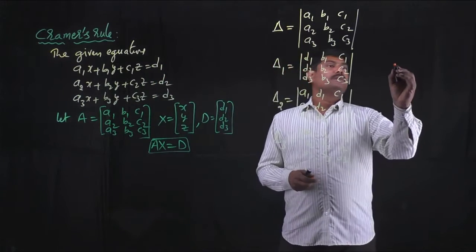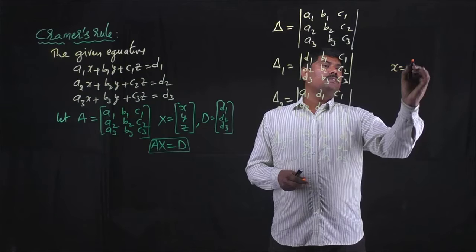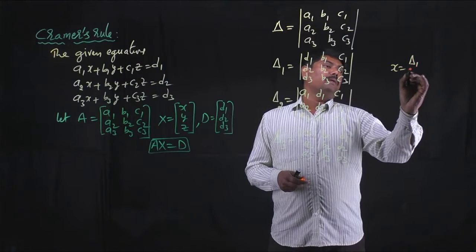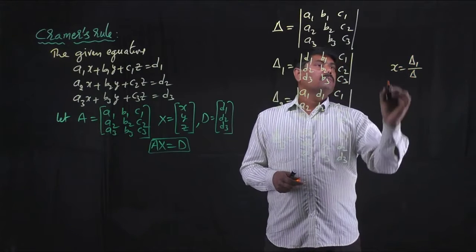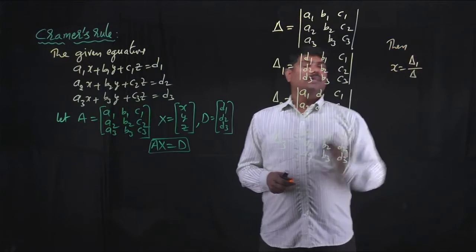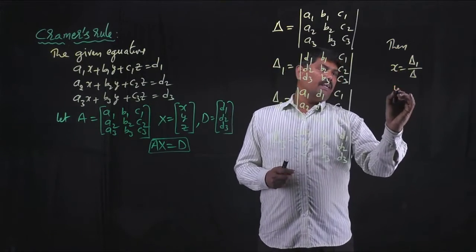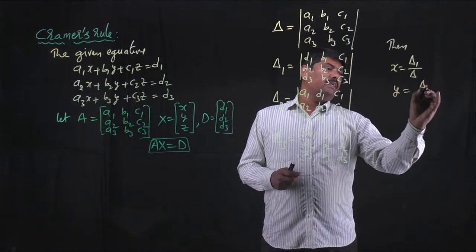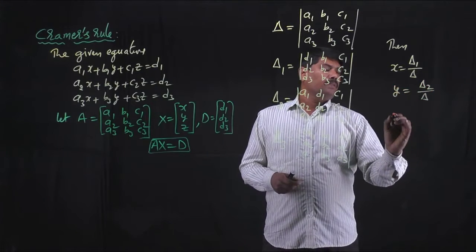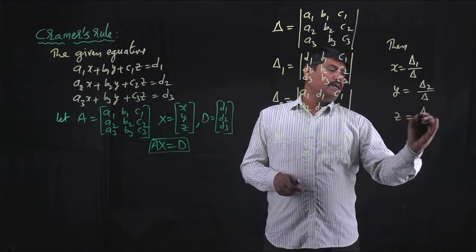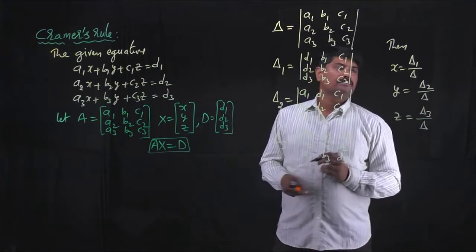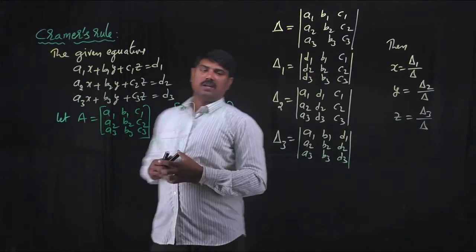Later, the value of x is given by delta 1 by delta. The value of y is obtained by delta 2 by delta, and the value of z is obtained by delta 3 by delta. So this is the process of Cramer's rule.